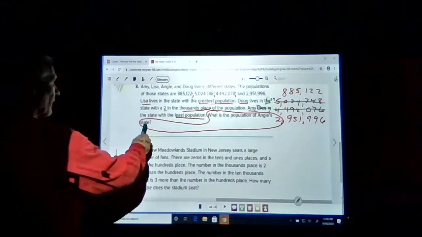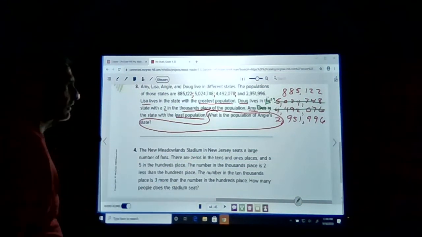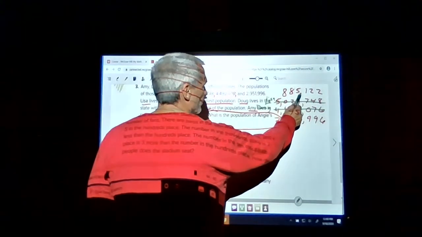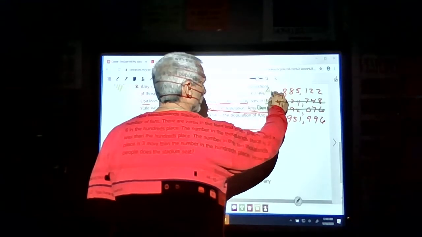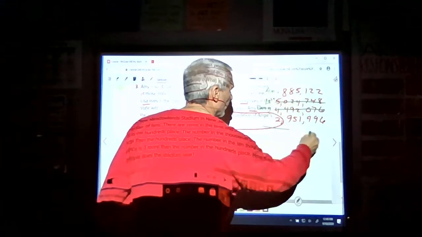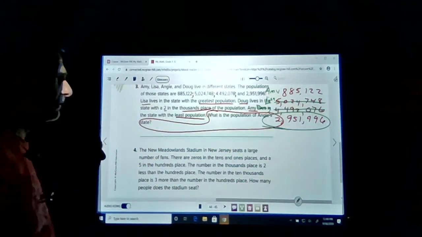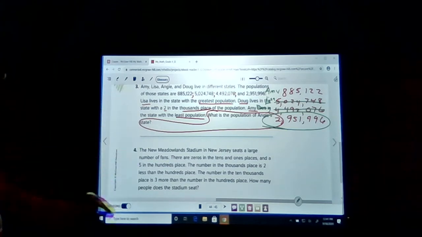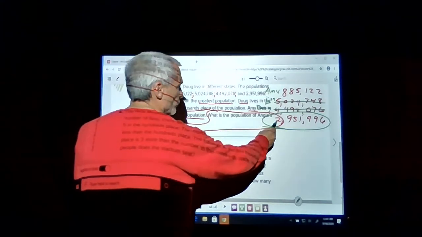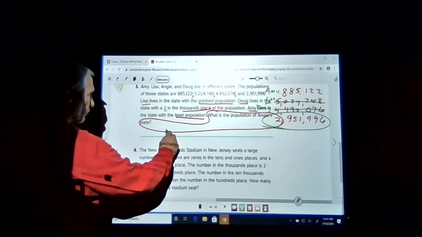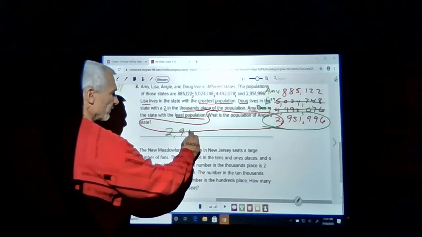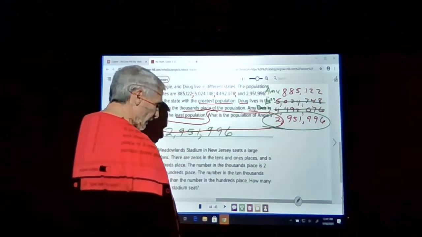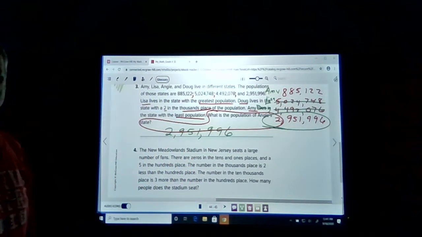And Amy is the state with the least. Which one of these 2 is the least? Less digits, less number. And there's Amy, and guess what? You see, we line them up. You take a little time, you can do it one step at a time. And the answer is 2,951,996. We got it.